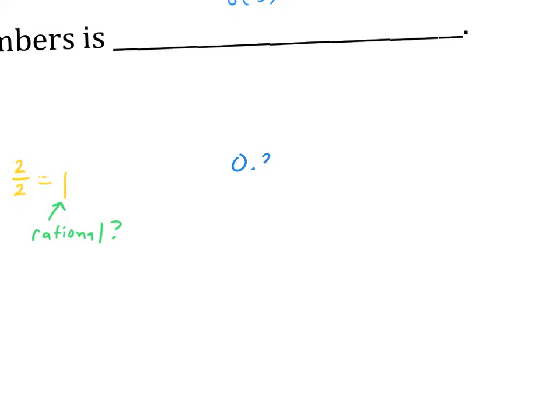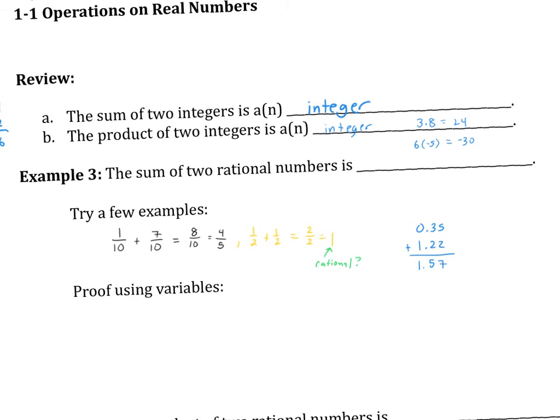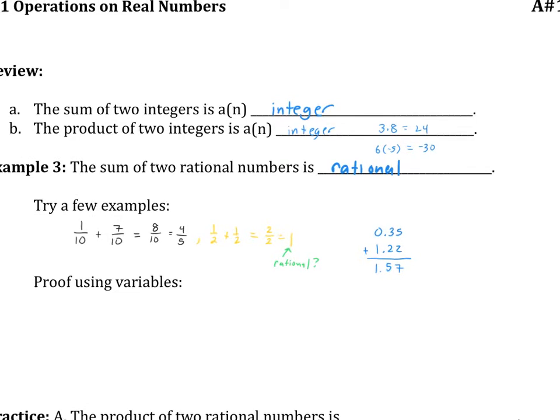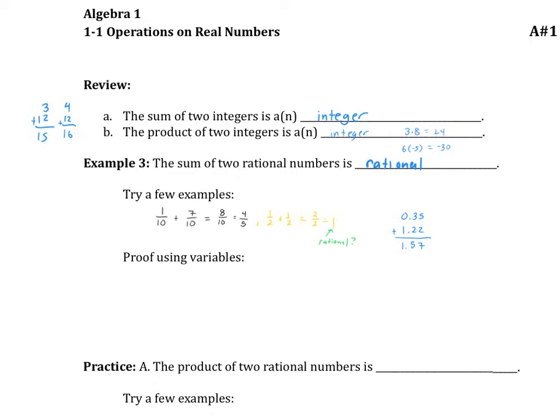So 0.35 plus 1.22, okay? Add those together to get 1.57. Okay, the decimals give me decimals, but not always. I could have added 0.5 plus 0.5 and still gone. So it seems that each one of these, no matter what, gives me another rational number. The question is, can I trust my conjecture?